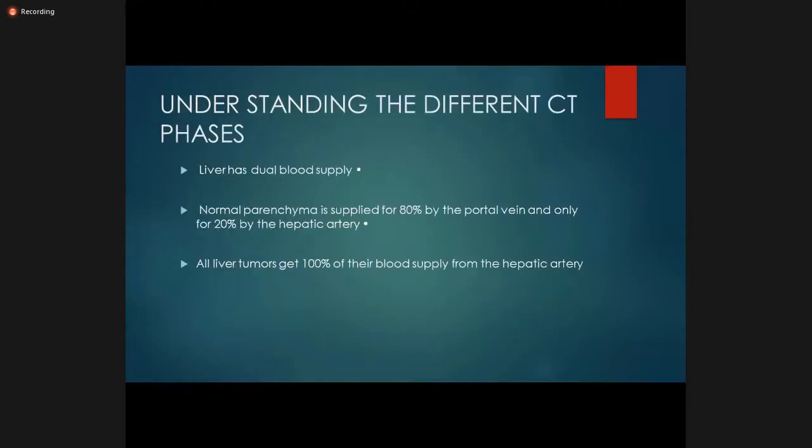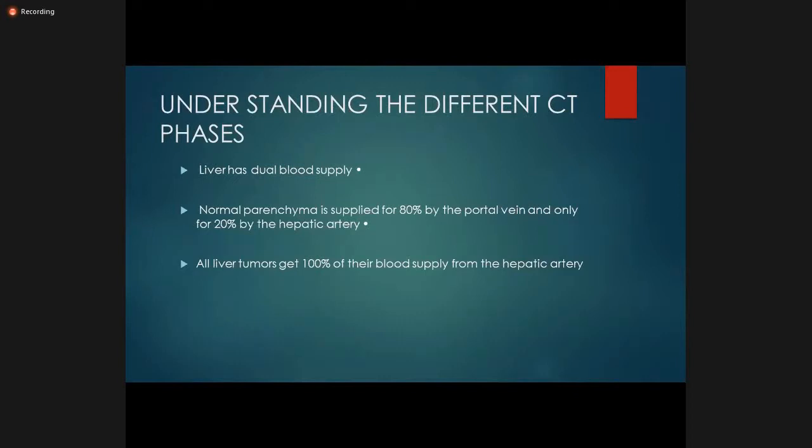So before we proceed to identify the different lesions, how they can be identified on CT scan, we'll first like to proceed with the basic functionality of the CT scan. So how we are able to elicit the lesions in the liver based upon the different phases and the timing of the contrast injection.